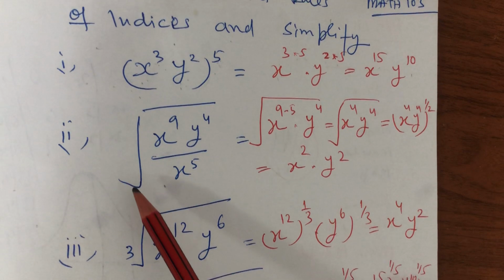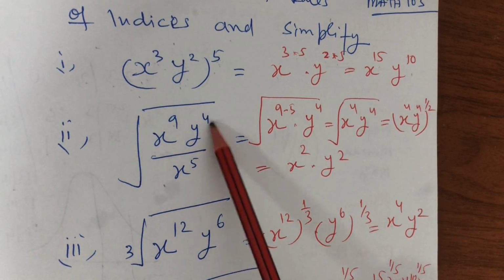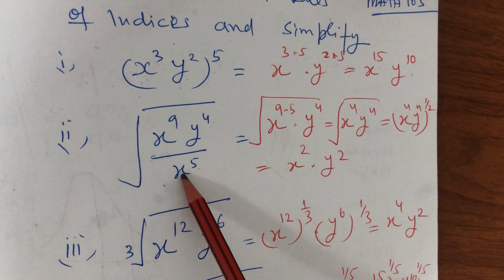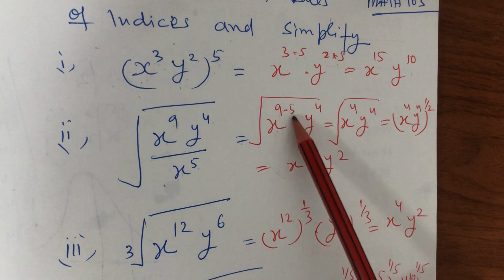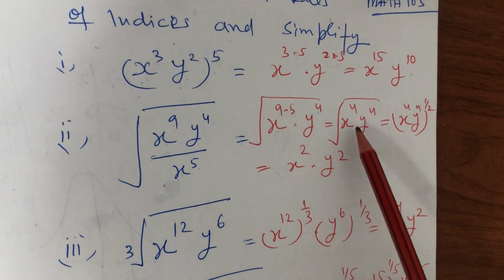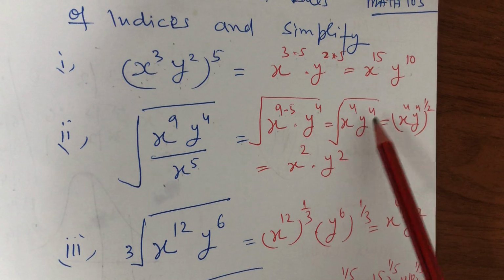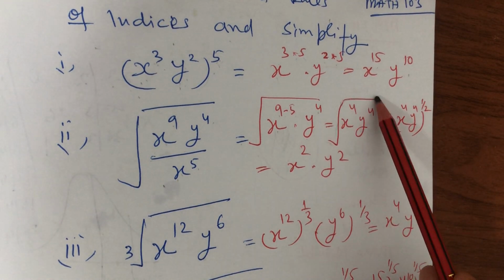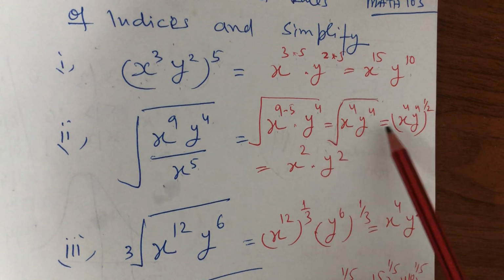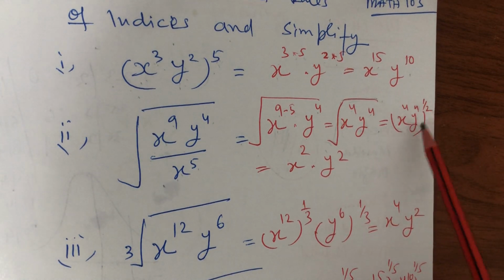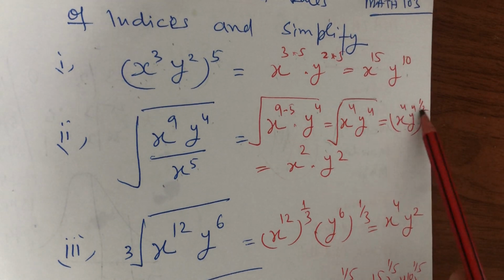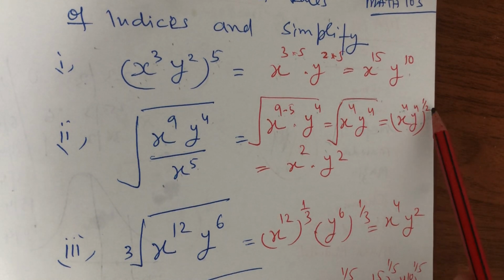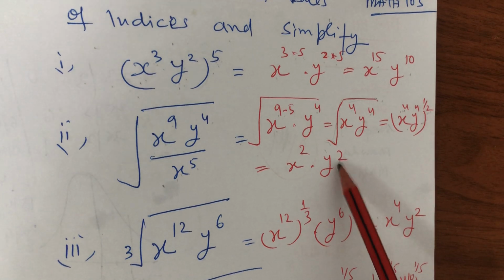Here a radical sign is there. X power 9, y power 4 divided by x power 5. X has the same base, so one step we can do is x power 9 minus 5. Y power 4, 9 minus 5 is 4. So x power 4, y power 4. This radical sign is the square root sign, and square root sign means power 1 by 2. And x power 4 multiply y power 4, with this power 1 by 2. When we open this bracket, these powers will be multiplied. So when 4 is multiplied with 1 by 2, we get 2. When 4 is multiplied with this 1 by 2, we get again 2.